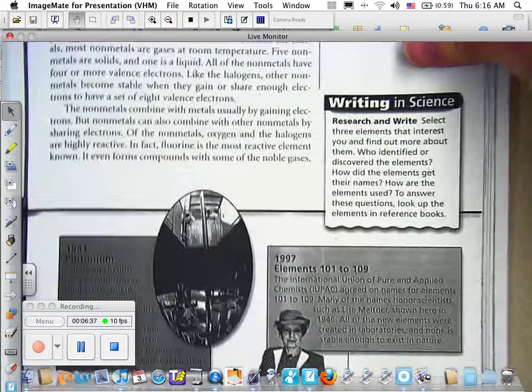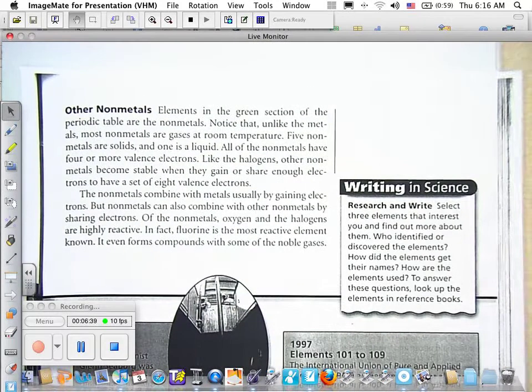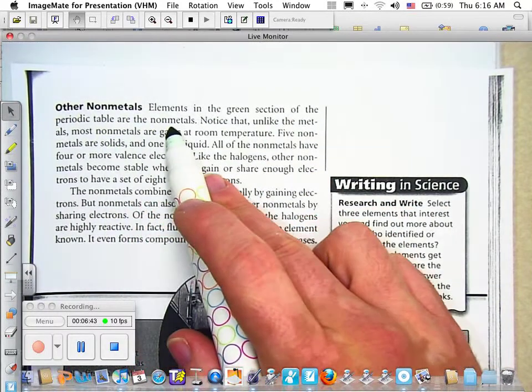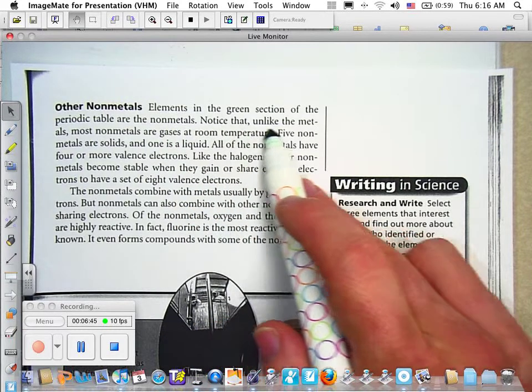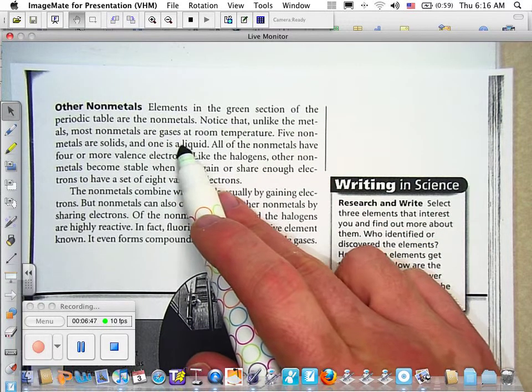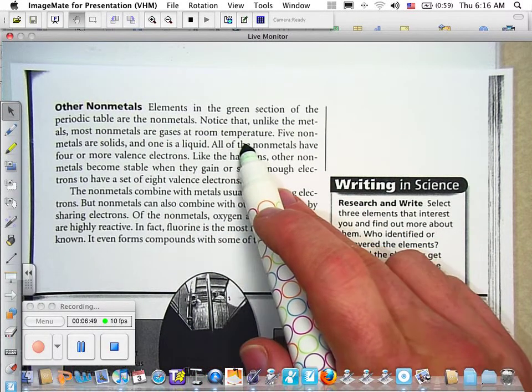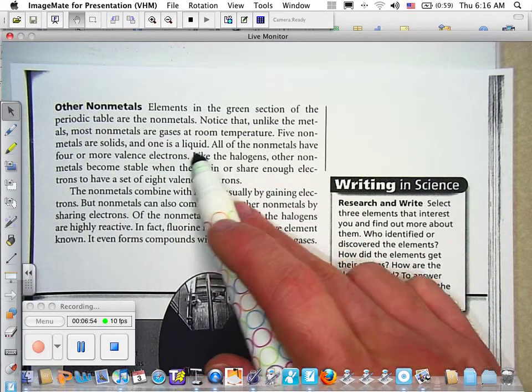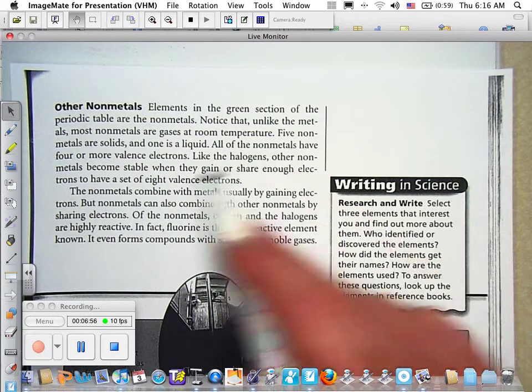Other nonmetals. Elements in the green section of the periodic table are the nonmetals. Notice that unlike the metals, most nonmetals are gases at room temperature. 5 nonmetals are solid. 1 is a liquid. All of the nonmetals have 4 or more valence electrons.